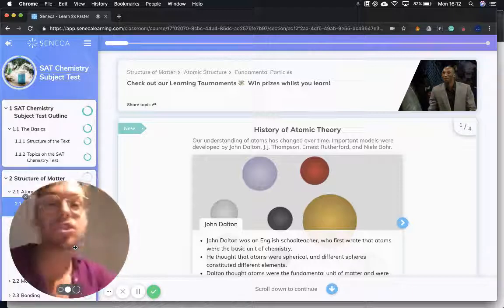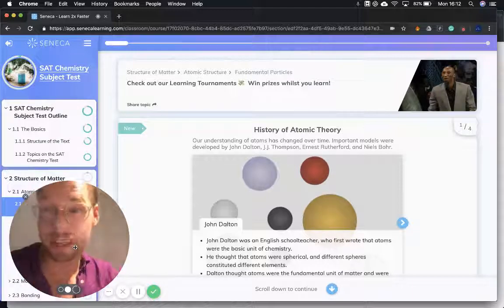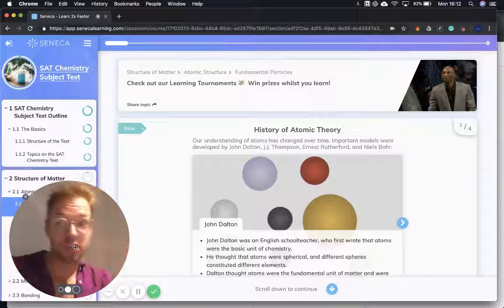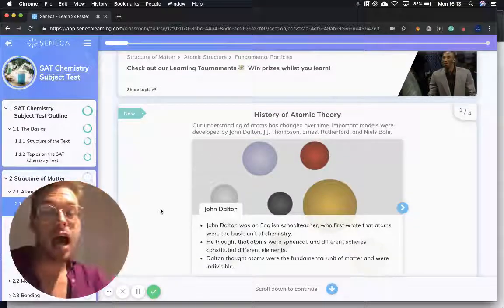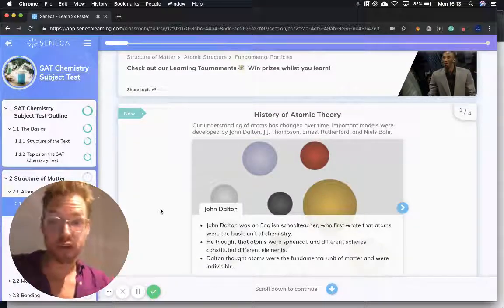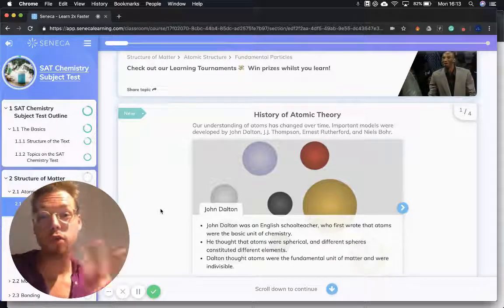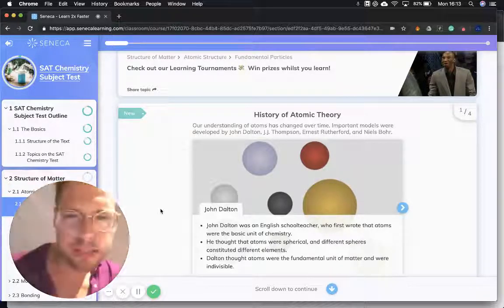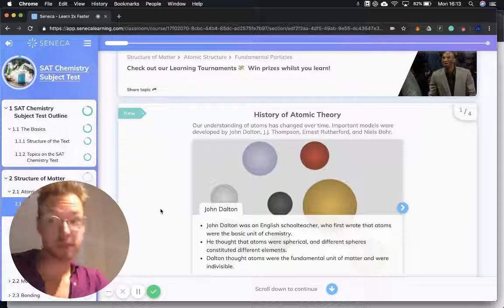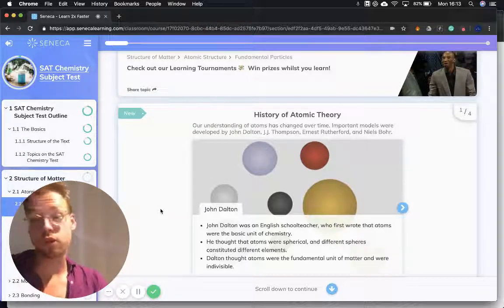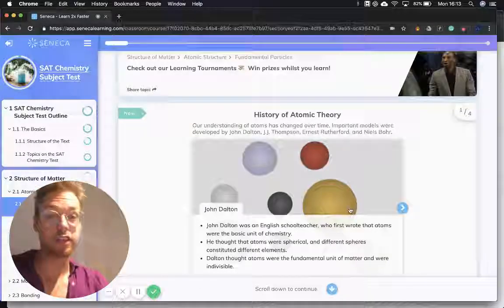So, we're diving straight in with some history of atomic theory. Yup, you thought it was chemistry, you've also got to know some history. Our understanding of atoms has changed over time, and we need to know four key scientists, all men, sorry about it, who contributed a lot to our understanding of the atom.